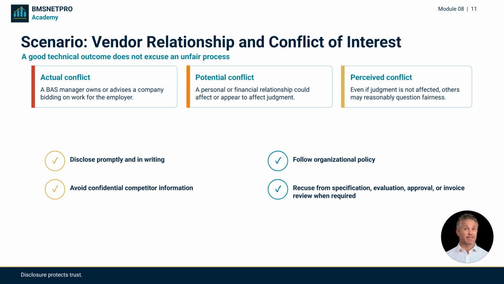Conflicts can be actual, potential, or perceived. Disclosure should be prompt, written, and handled through policy. Recusal may be required. The goal is to protect fairness and trust.